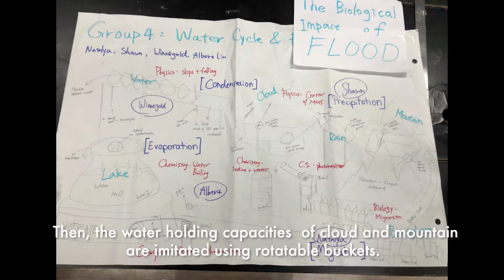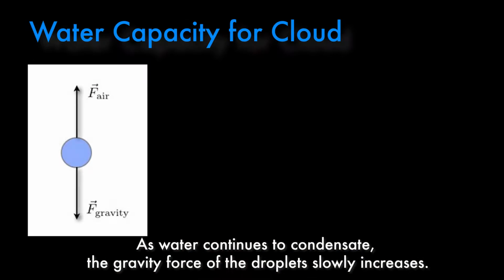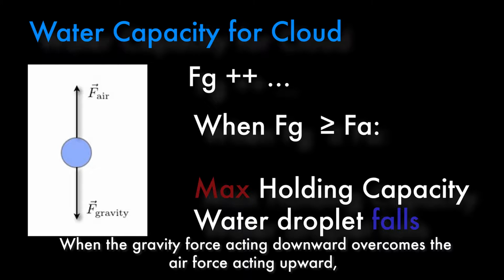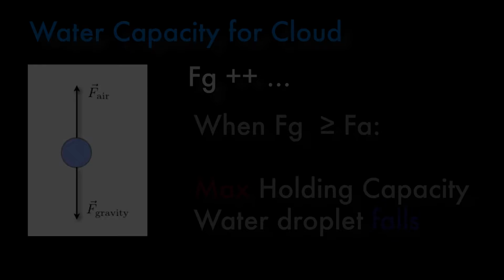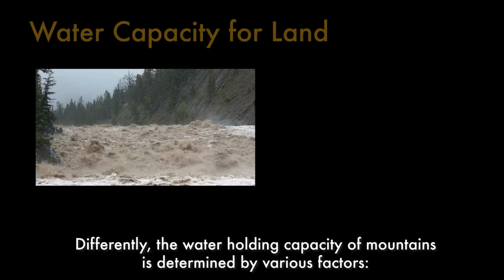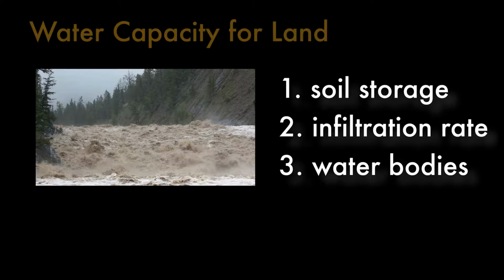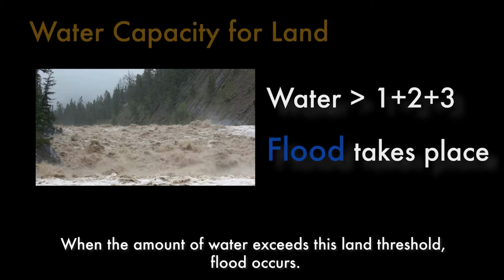Then the water holding capacities of cloud and mountain are imitated using rotatable buckets. As water continues to condense, the gravity force of the droplet slowly increases. When the gravity force acting downward overcomes the air force acting upward, the water holding capacity of the cloud is maximized and the precipitation takes place. Differently, the water capacity of the mountains is determined by various factors, including soil storage, soil infiltration rate, and water bodies. When the amount of water exceeds this land threshold, flood occurs.